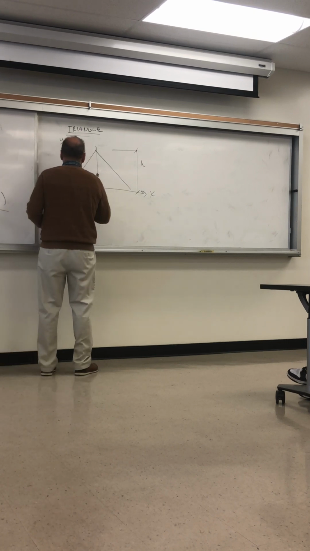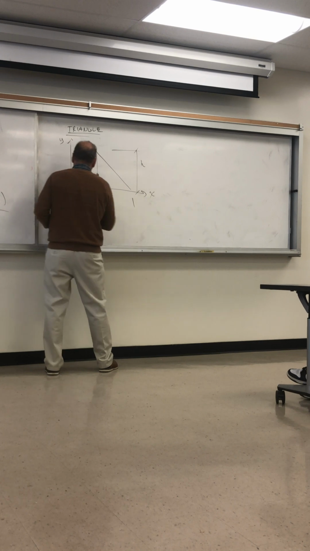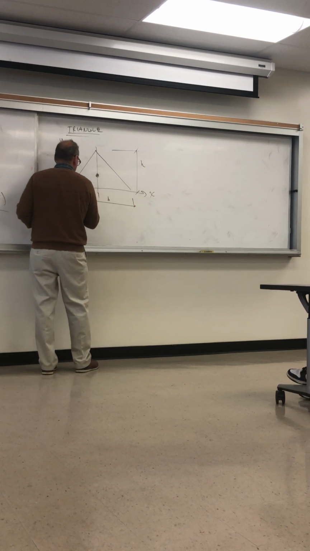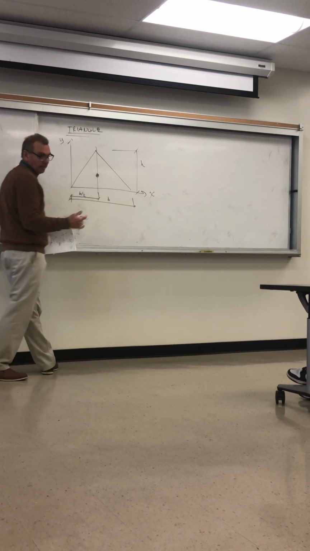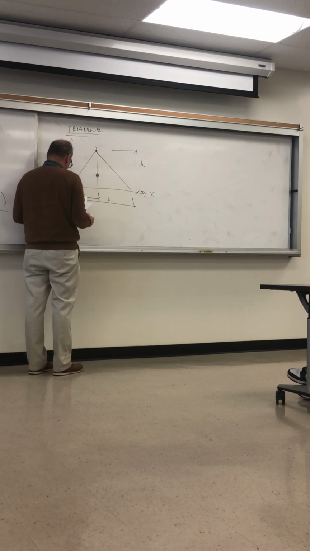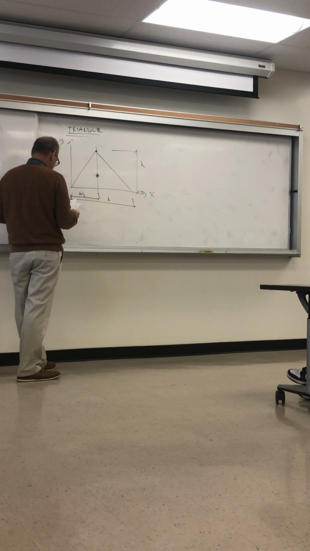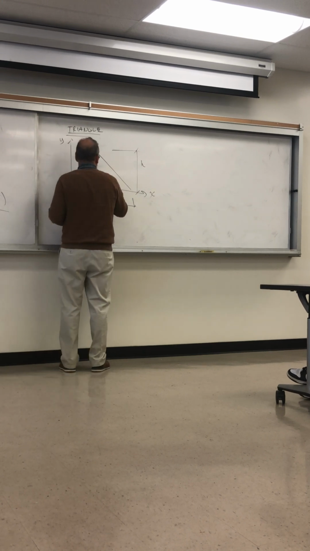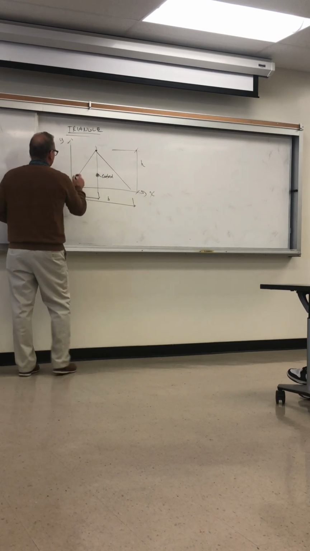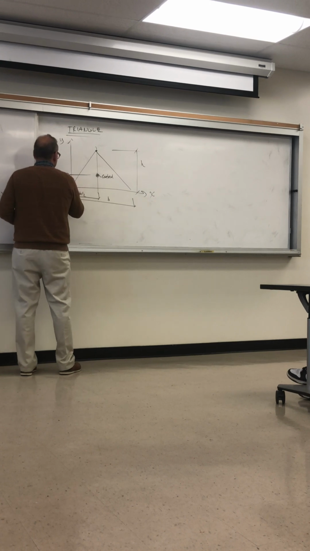So this width is b. You can see by symmetry that the horizontal centroid is b over 2. But what's not obvious, without me telling you ahead of time, is where the centroid is in the vertical direction. That's what we have to solve. This is our y bar.